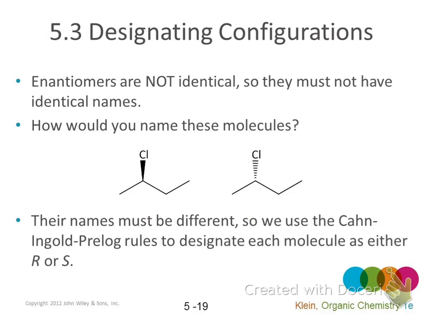So there's Cl and there's Cl on the number 1, 2, 3, 4. So this would actually be called 2-chlorobutane. That's how we would name it. They have exactly the same names. So what we have to do is designate which one is the left-handed molecule and which one's the right-handed molecule. So let's just do this visualization game.